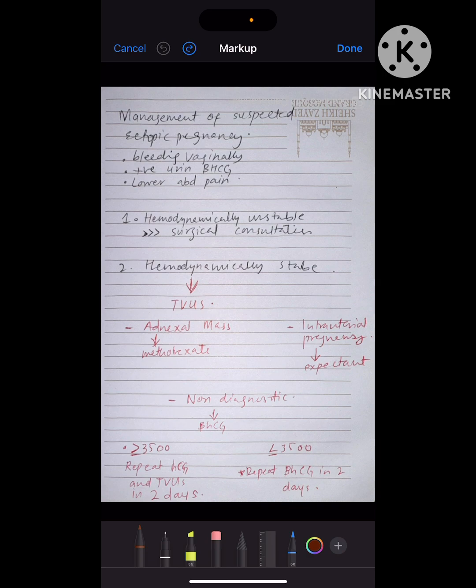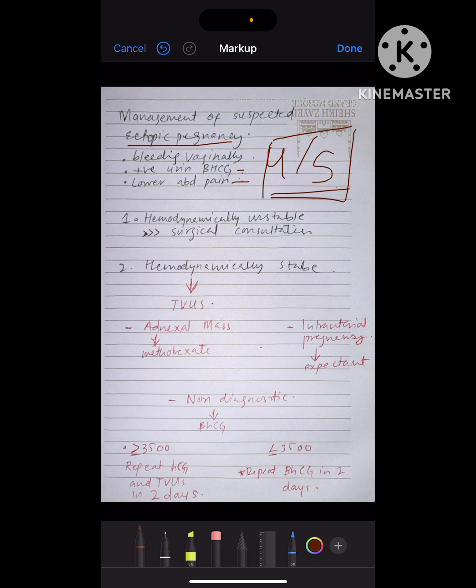So today we'll be discussing this very important concept, ectopic pregnancy. You have a suspected ectopic pregnancy. The patient comes to you with vaginal bleeding, beta HCG is positive, and there's lower abdominal pain. Then you do an ultrasound, and you do not see a fetal pole, or any adnexal masses. So you're like, oh my god, this patient has positive urine beta HCG but no fetal pole.